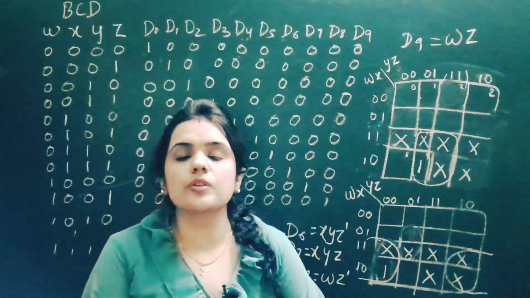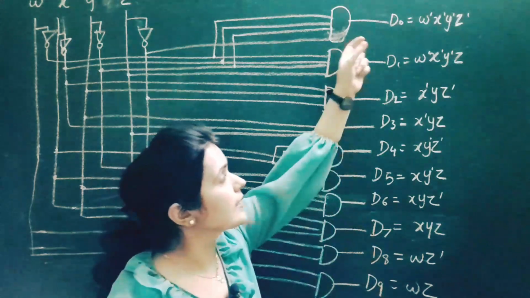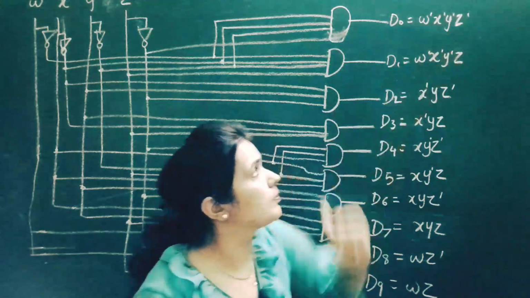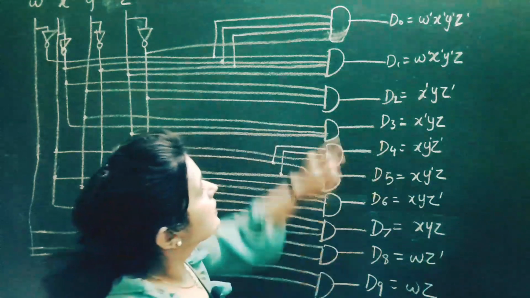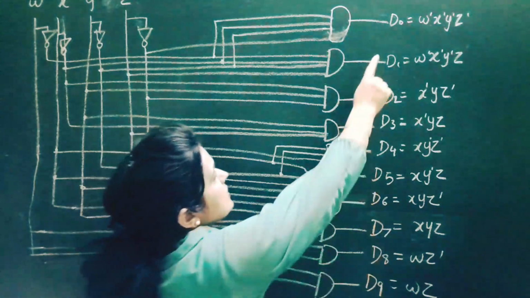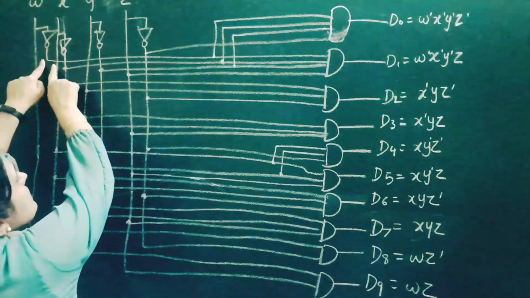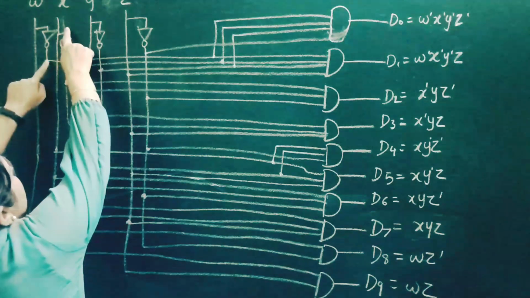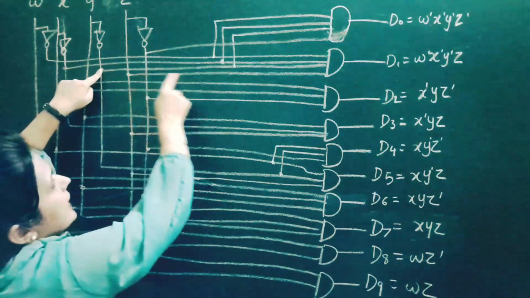Now we should simply draw the circuit diagram. Now this is the desired circuit diagram. As we have seen, the expression for D0 was w complement, x complement, y complement, z complement, and there is an AND operation between these variables. That's why I have put an AND gate to connect these variables. So D0 is equal to w complement, so it is connected to w complement. This is the line for w complement. So w complement, x complement, y complement, and z complement.